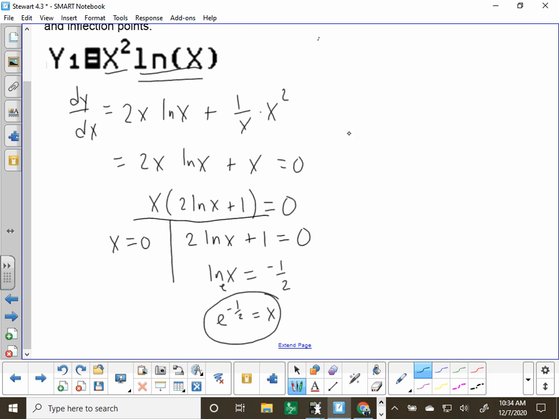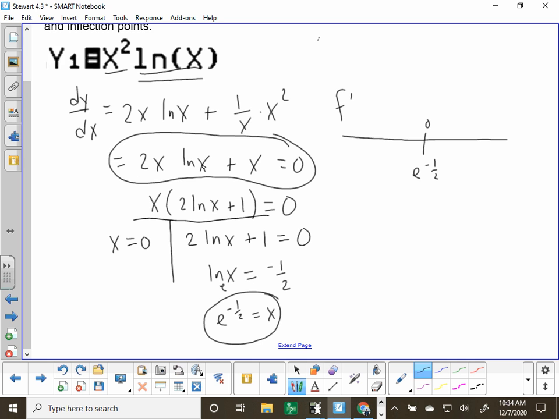All right, so now I'm going to do the sign chart for this. So we have the signs of the first derivative, and when x is e to the negative 1 half, it's 0. For time purposes, we're plugging numbers into the derivative. If you put in a big positive number, it's going to be positive, so it's increasing on this interval.